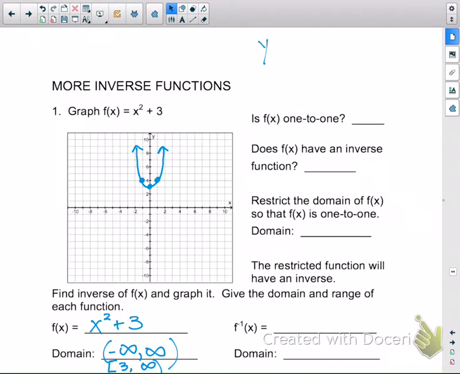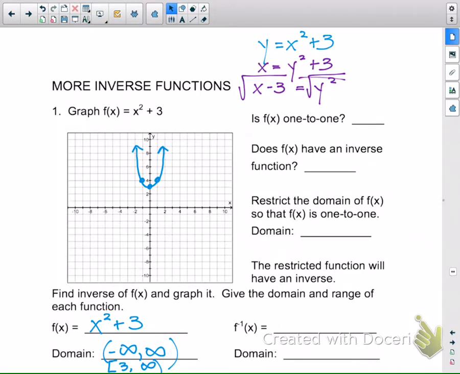To find the inverse, one last practice with that. We write it as y equals x squared plus 3. What do I do to find my inverse? Switch my x and y, and I solve for y. What's my first step in solving for y? Subtract 3. Then to get rid of the squared, what do I do? Square root the whole thing. Now, what's the one thing we always forget when we're square rooting? Plus or minus.